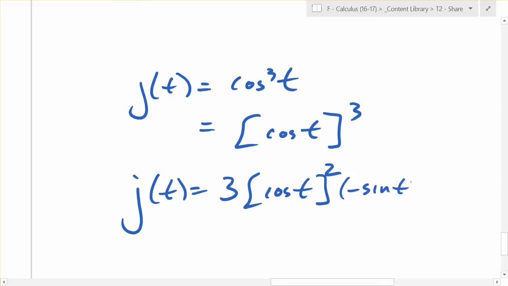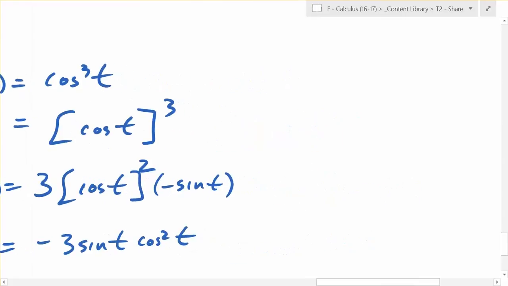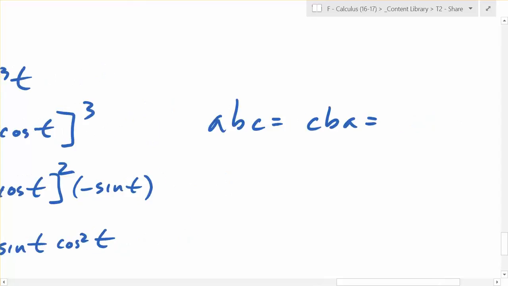Negative sine of t. Rearrange it a little bit. Negative 3 sine t cosine squared t. The only thing that pops out is the negative. Yes? And why could we move the 3 in front of the cosine? Because a times b times c is equal to c times b times a is equal to b times a times c. You can change the order of multiplication.